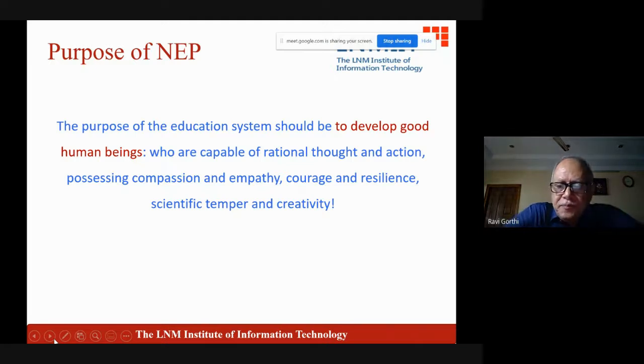The purpose of the education system should be to develop good human beings who are capable of rational thought and action. We all remember Gurudev Rabindranath Tagore's famous lines, right? Where the clear stream of reason has not lost its way into the dreary desert sand of dead habit. Human beings that are capable of rational thought and action, possessing compassion and empathy, courage and resilience, scientific temper, as well as creativity. So this is the purpose set out to be served by NEP.